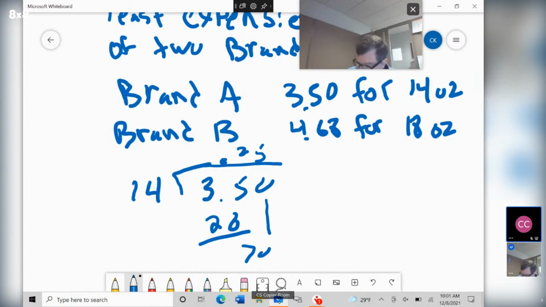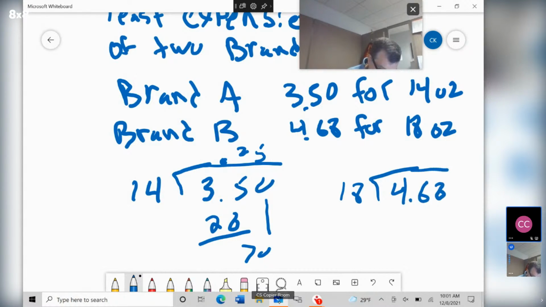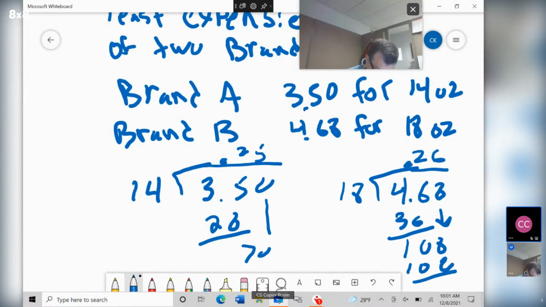We put 18 into $4.68. I want to bring the decimal up first. We know 18 goes into 46 two times, and that's going to be 36. Subtract, and that's going to be 108. We bring the 8 down, and 18 goes into 108 six times. So brand B is going to be 26 cents an ounce, and brand A is 25 cents an ounce. So brand A is going to be a penny cheaper. If we're trying to find the cheapest cereal, we'd buy brand A. That's a word problem we might get on the test, and this is what we've been working on.